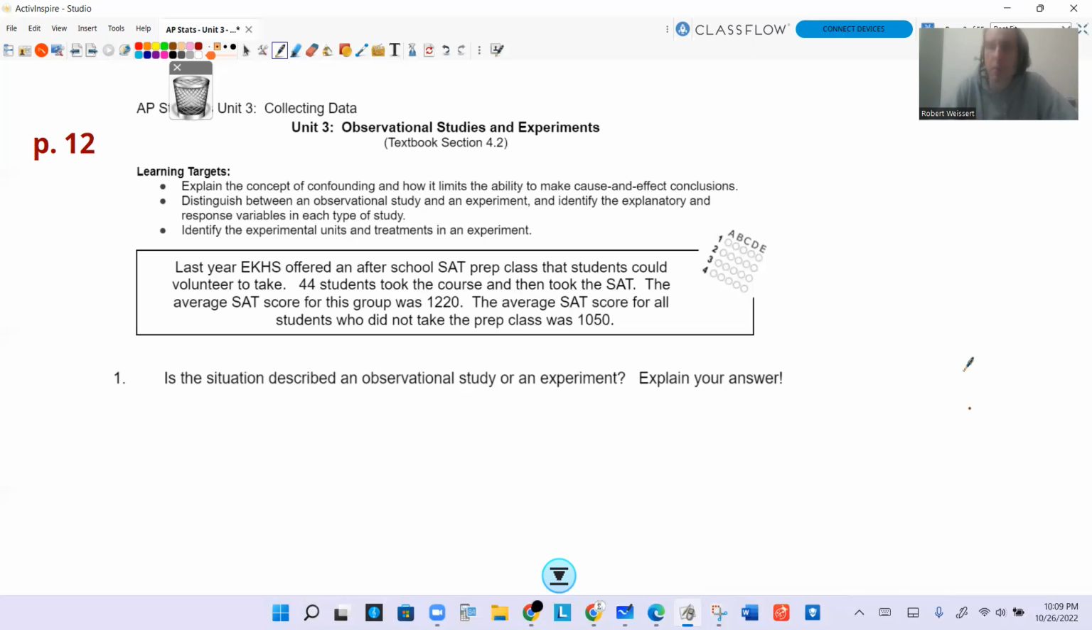What's the difference between an experiment versus an observational study? An experiment is something where you try to show some cause and effect. You impose some sort of treatment, or you make somebody do something based on some group they're in versus somebody who's not doing something, and then you compare them. In this case, was this an experiment?